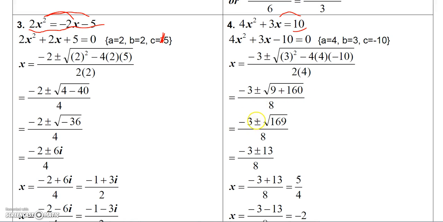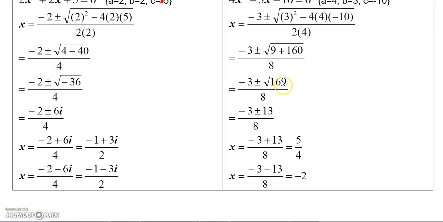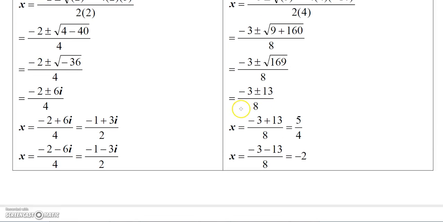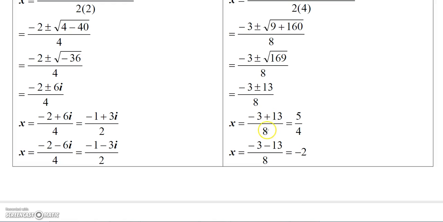Well, that's going to be minus 3 plus or minus the square root of 169 over 8. And it turns out that 169 is a perfect square, so I can write this as minus 3 plus or minus 13 over 8. So if I do minus 3 plus 13 over 8, I get, no, I'm sorry, I get positive 10 over 8, which reduces to 5 over 4. And then if I do minus 3 minus 13 over 8, I get negative 16 over 8, which is negative 2. So my two answers are 5/4 and negative 2.